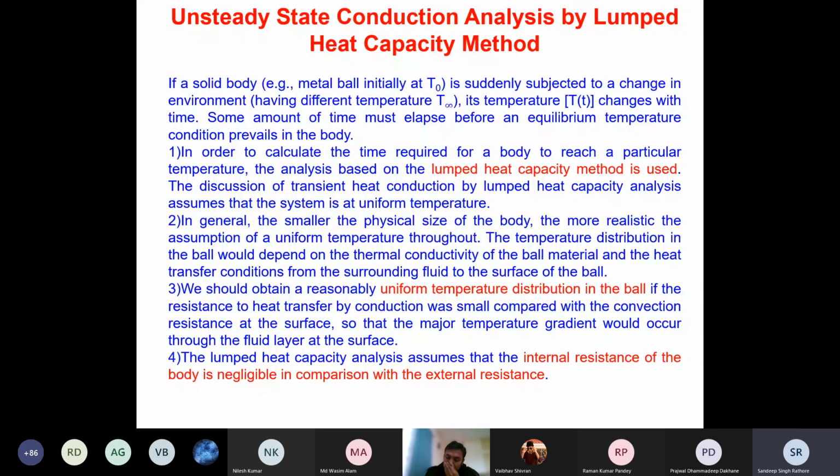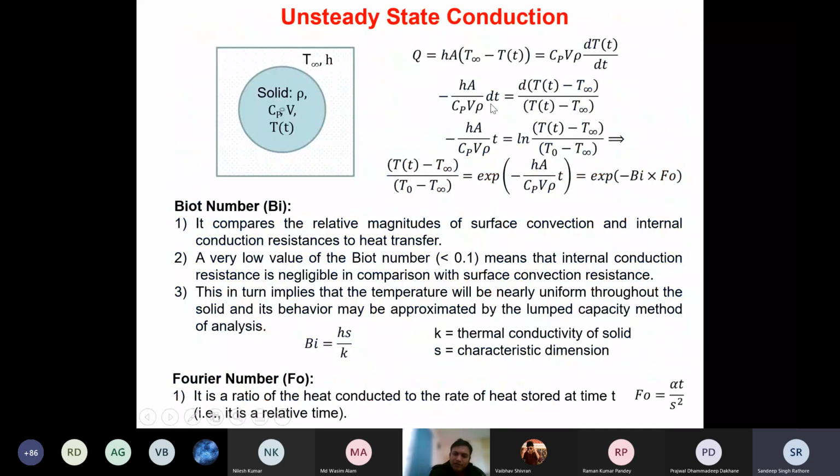Now let's look at some practical examples, how to solve them. Even though these are unsteady state, some simplification is used in order to solve the problems easily. There is something called the unsteady state conduction analysis by lumped heat capacity method. So what is this lumped heat capacity method? I will explain. Maybe I'll just go to this slide first and then we will come back to the previous slide.